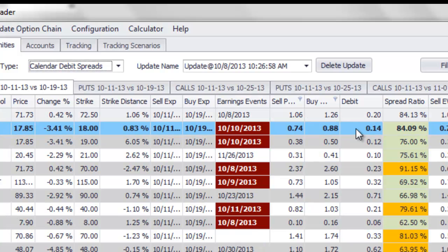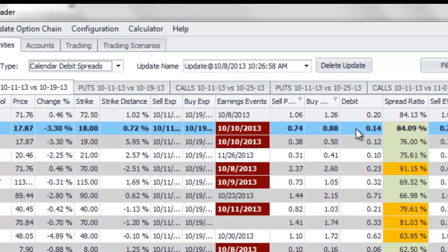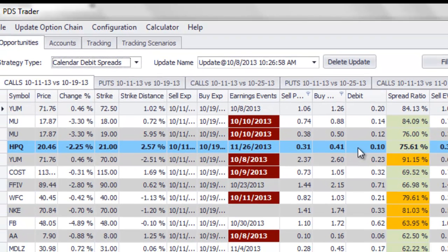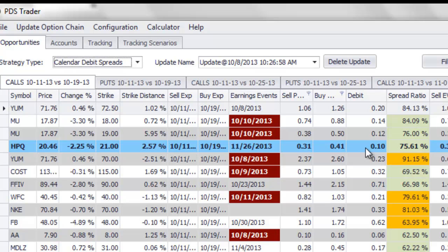So the risks are extremely limited, and this is a very good starting point for anyone who wants to begin to focus on weekly options. You can start by focusing on debit calendar spreads. They offer limited risk, and the entry price is usually very low. For example, here's an HPQ debit calendar spread where the risk is 10 cents, or $10. You cannot lose more than $10 on this particular trade.